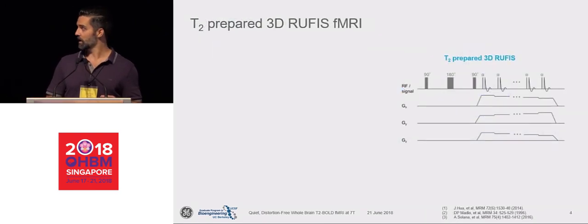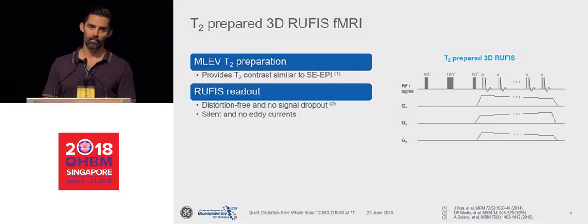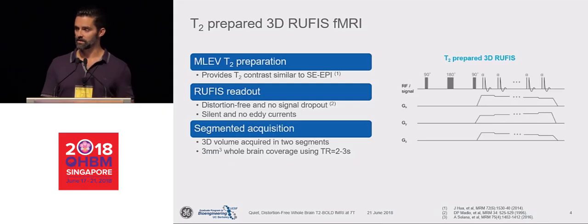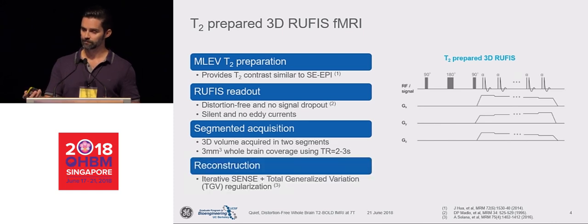So to use this for fMRI, we can add a T2 prep module prior to the RUFIS readout, and the T2 prep is essentially going to give us a spin echo-like contrast. But with the RUFIS readout, meaning we're going to be distortion-free with no signal dropout and very quiet. To prevent T1 contamination throughout the volume, we use a segmented approach. So we have basically 2 segments. Each segment is preceded by the T2 prep, and this allows us to get 3 mm whole brain coverage in under 2 to 3 seconds. And because we need Cartesian volumes to analyze, we can reconstruct these volumes using iterative SENSE with a total generalized variation regularizer.